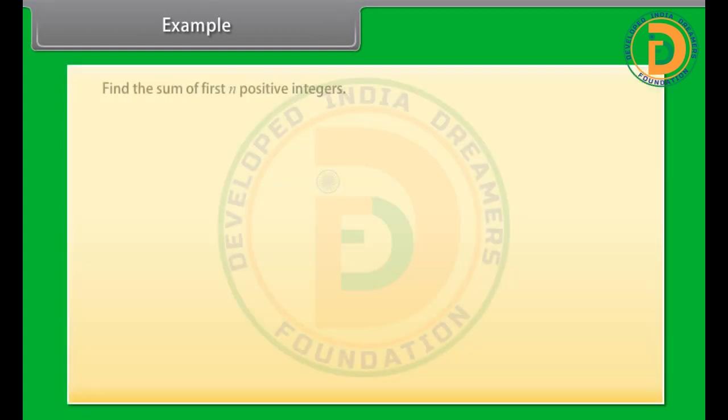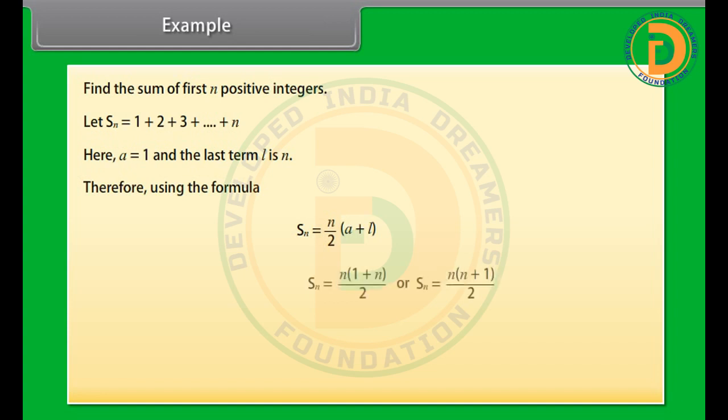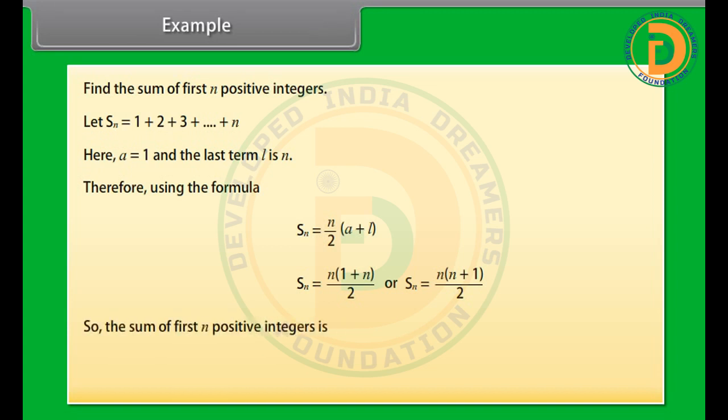500500. Find the sum of first n positive integers. Let Sn is equal to 1 plus 2 plus 3 plus so on plus n. We can see that here a is equal to 1 and the last term L is n. Therefore, using the formula Sn is equal to n upon 2 into (a plus L), we get Sn is equal to n into (1 plus n) whole upon 2, or Sn is equal to n into (n plus 1) whole upon 2. So, the sum of first n positive integers is Sn is equal to n into (n plus 1) whole upon 2.